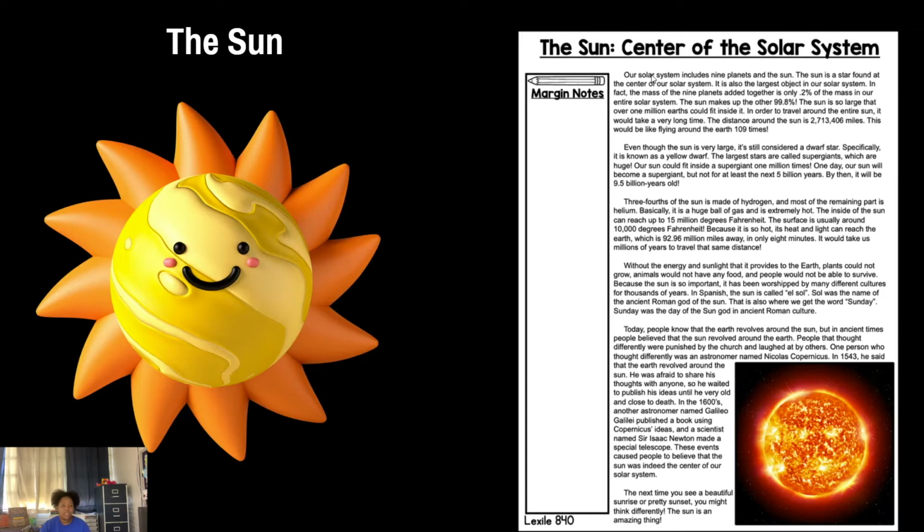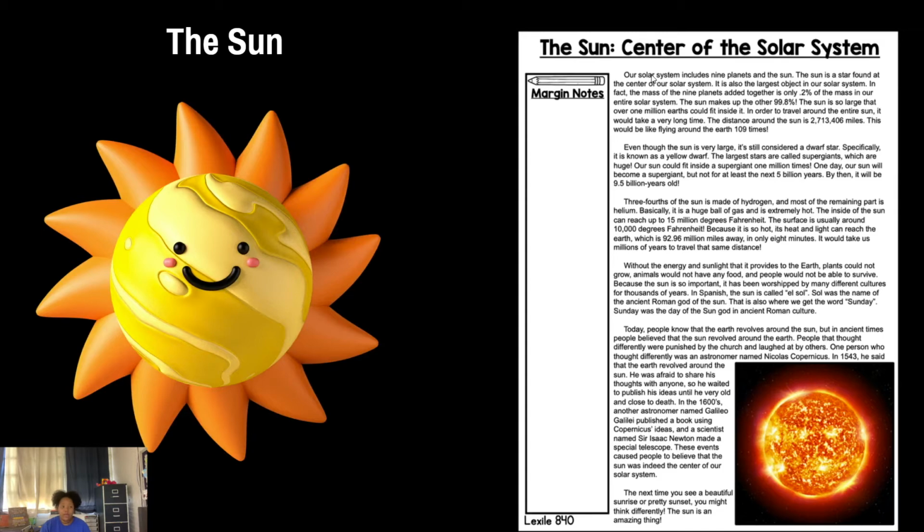Our solar system includes 9 planets and the sun. The sun is a star found at the center of our solar system. It is also the largest object in our solar system. In fact, the mass of the 9 planets added together is only 0.2% of the mass in our entire solar system. The sun makes up the other 99.8%. The sun is so large that over 1 million Earths could fit inside.